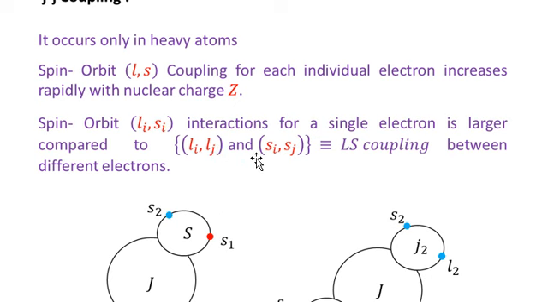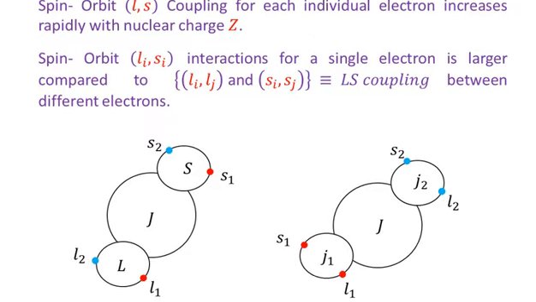So LS coupling will occur when the orbital angular momenta of different electrons are combined and the spin angular momenta of different electrons are combined. So the total capital L value and the total capital S value are constructed in the LS coupling, and then they are combined to construct the value of capital J, that is the total angular momentum. So let me show you the diagram below so that things become more clear.